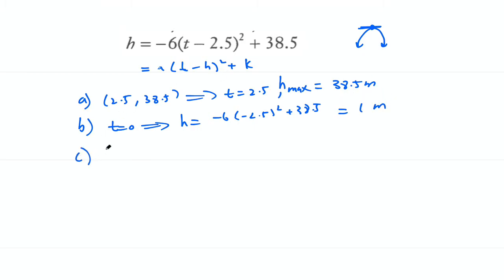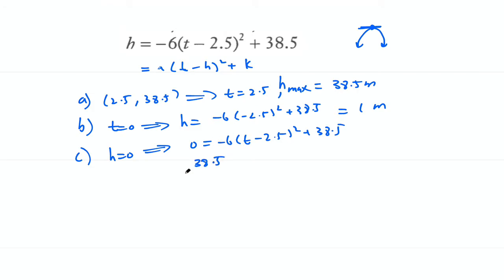So then for C, how many seconds after it was hit did the ball hit the ground, to the nearest second? When it hits the ground, the height will be 0, so we're searching for the x-intercepts of this. Let's solve for when h is equal to 0. So 0 is equal to −6(t − 2.5)² + 38.5. Move this to the other side and divide by −6.